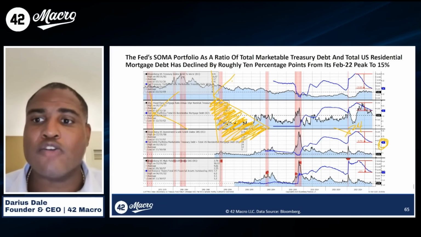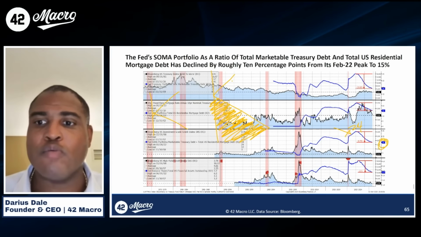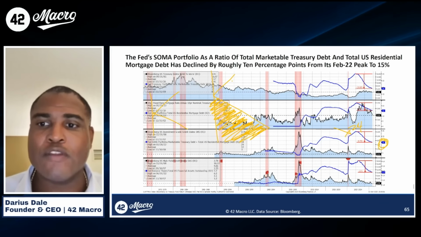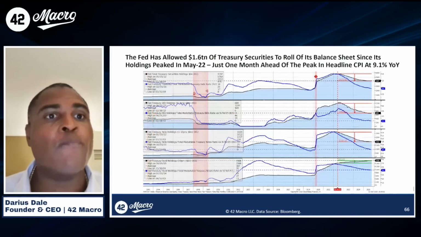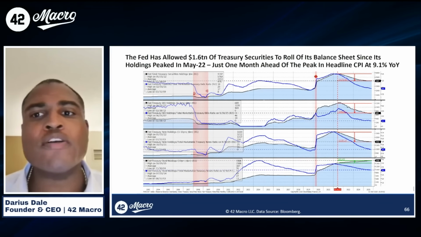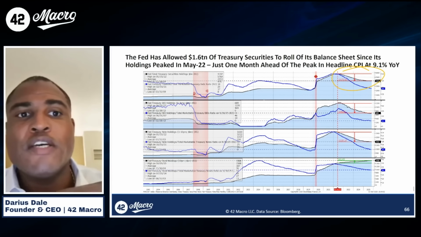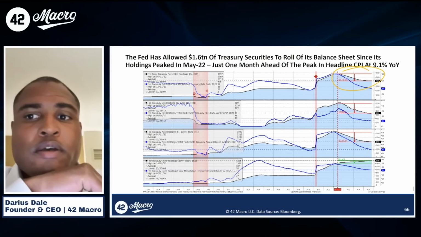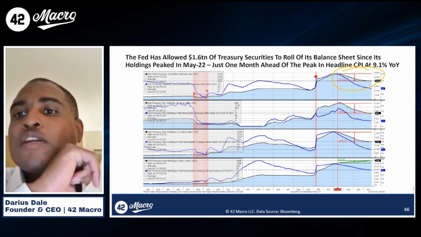And so it's about understanding the incentives and understanding what has to happen, as opposed to what other people think must happen. This stuff has to happen. It's going to happen. So it's just about timing it, in our opinion. The Fed has allowed 1.6 trillion of Treasury securities to roll off its balance sheet since its holdings peaked in May of 2022. That was 1 month ahead of the peak in headline CPI at 9.1% year over year.